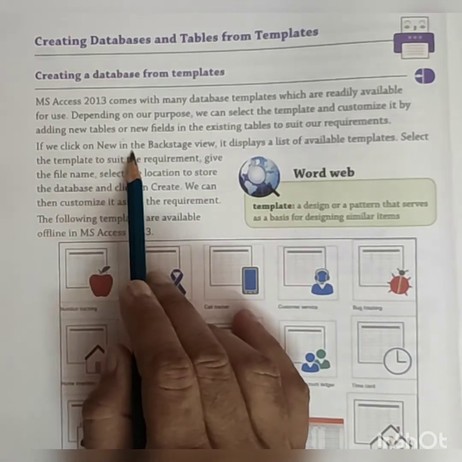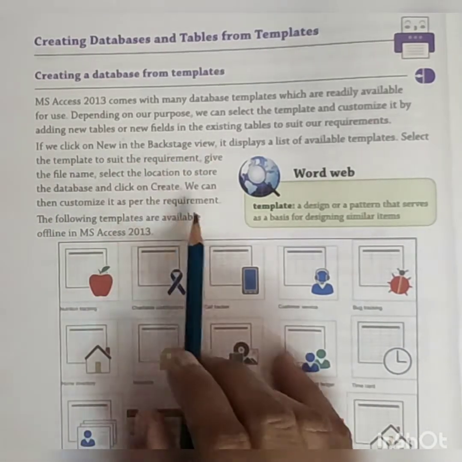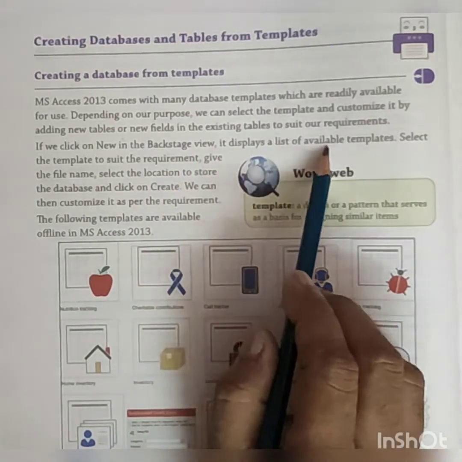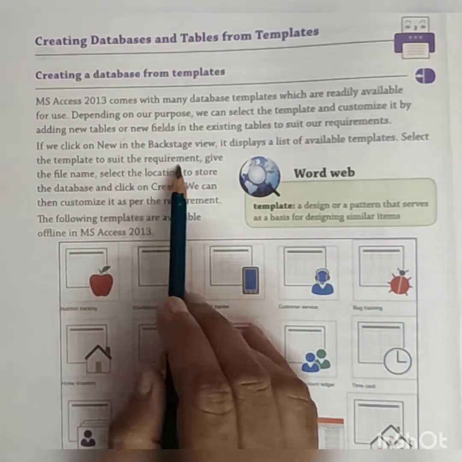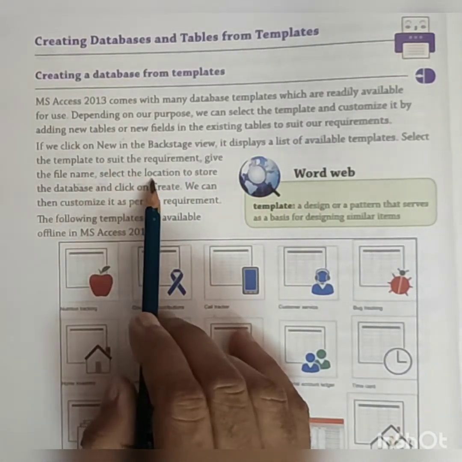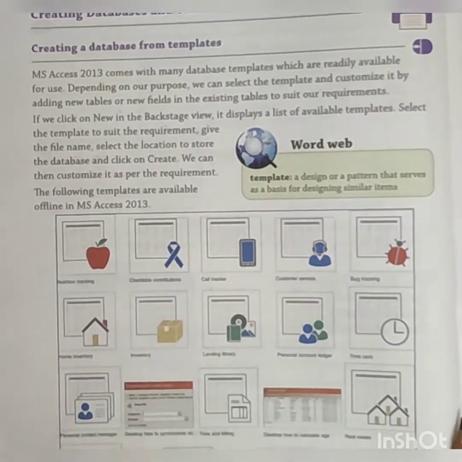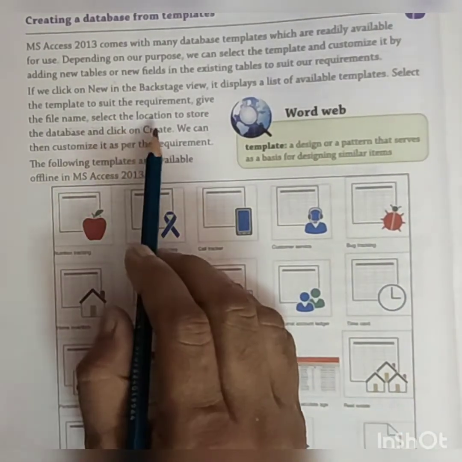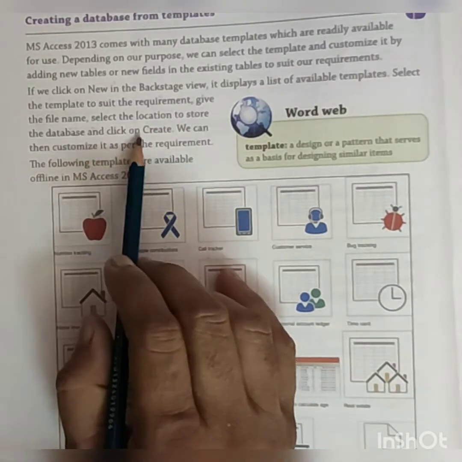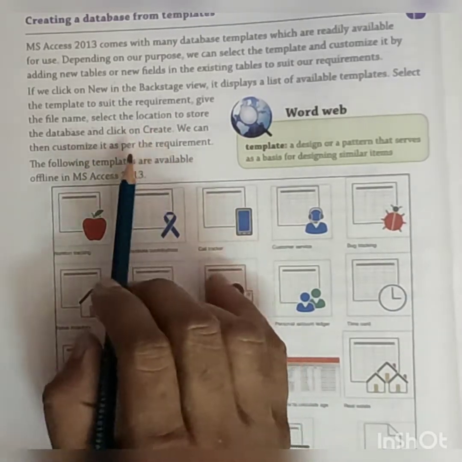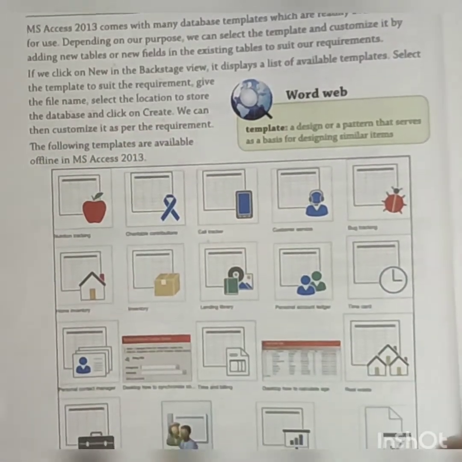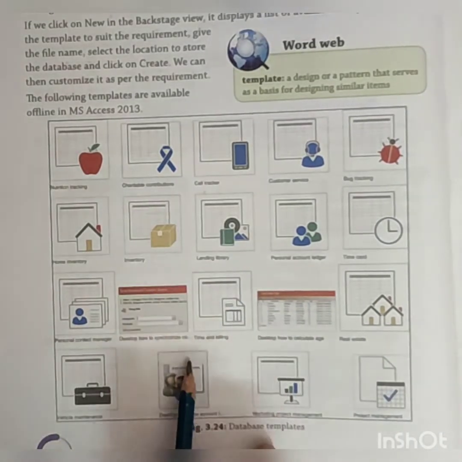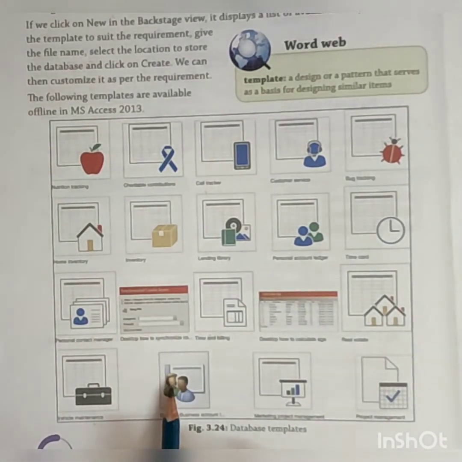If we click on New in the backstage view, what will display? It displays a list of available templates. It is seen here in the book. Select the template to suit your requirement. Give the file name, and select the location where it will be stored. After selecting the location, the database will be stored there, and then you click on the Create option. We can then customize it as per the requirement. So these are the available formats already given, and we can use these inbuilt template features.